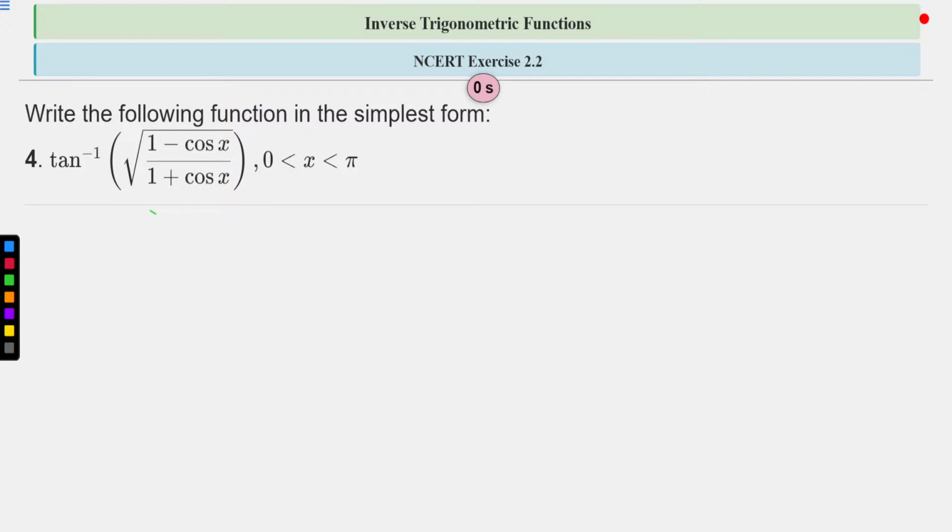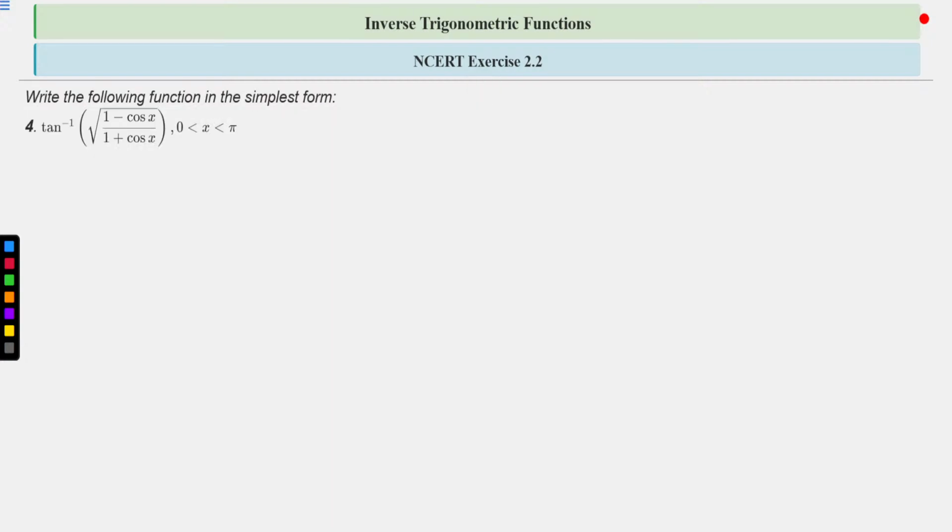Okay, let's move to the solution part. We have to write the following function, which is tan inverse root over 1 minus cos x upon 1 plus cos x when x belongs to 0 to pi, in the simplest form, right? So let us move to the solution part. The correct answer is x by 2, right? Correct answer is x by 2. Let us see the solution.